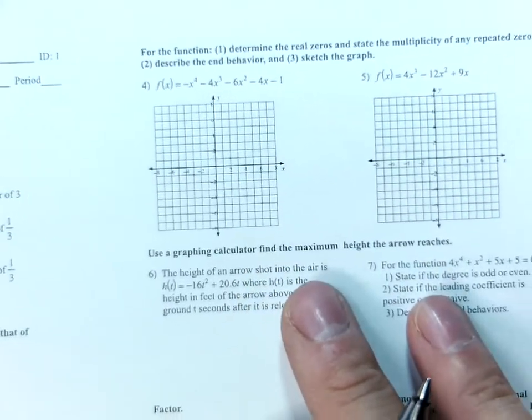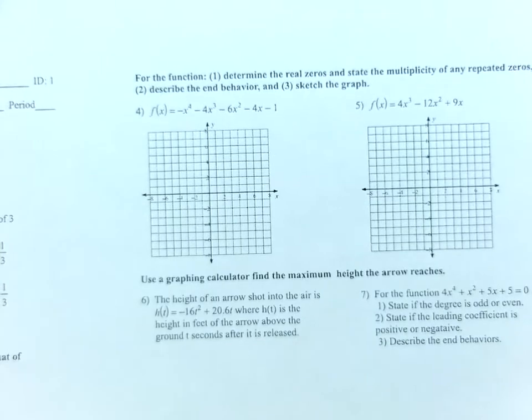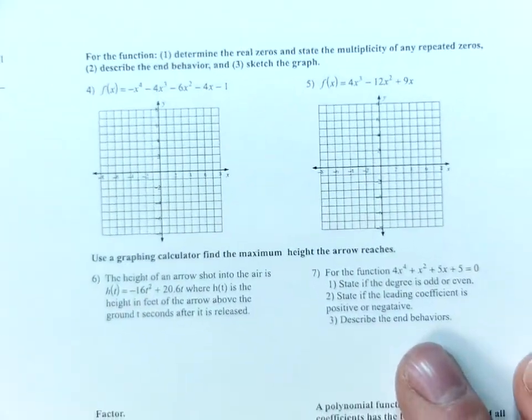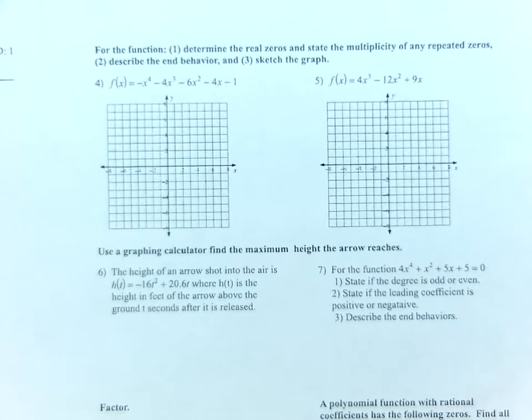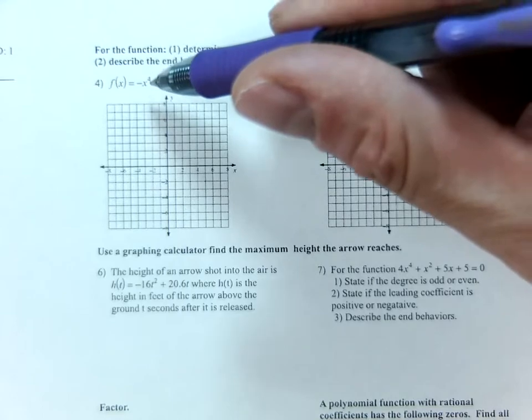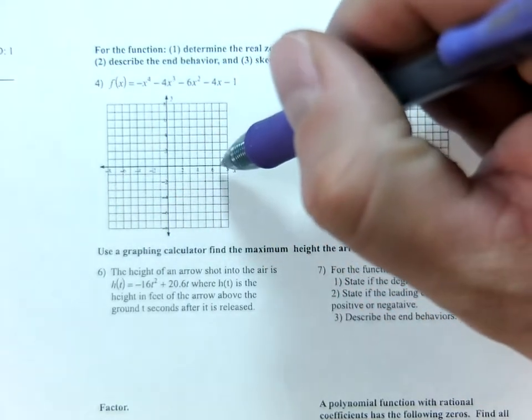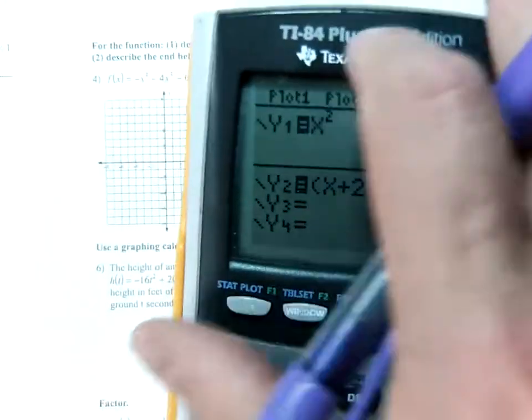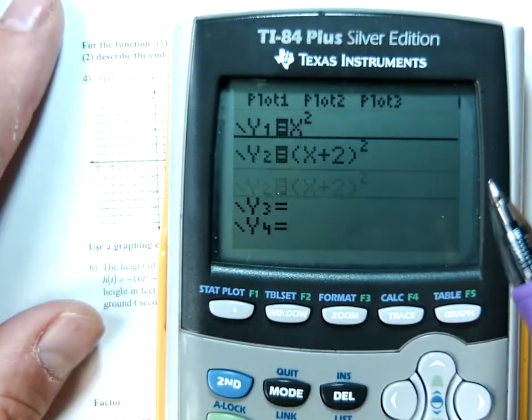It says, determine the real zeros, state the multiplicity of them when repeated, and describe their behavior. Sketch a graph. I can use a calculator to help me find the real zeros here. It's going between 0 and 10 in my grid, so I know my zeros are going to be between 0 and 10 when I graph this.